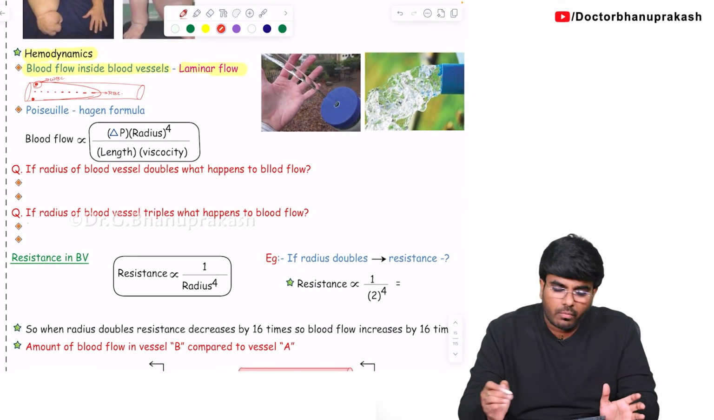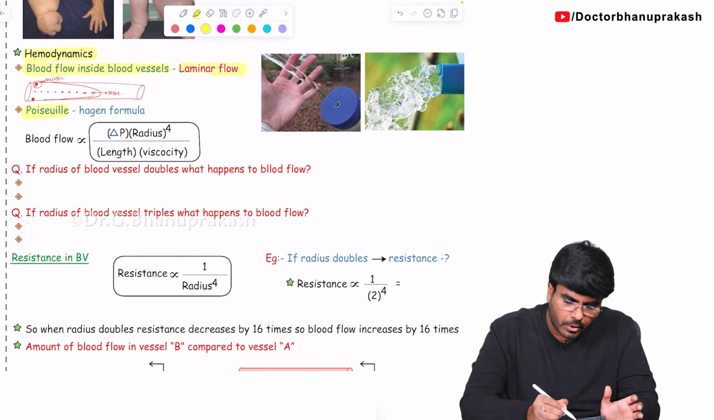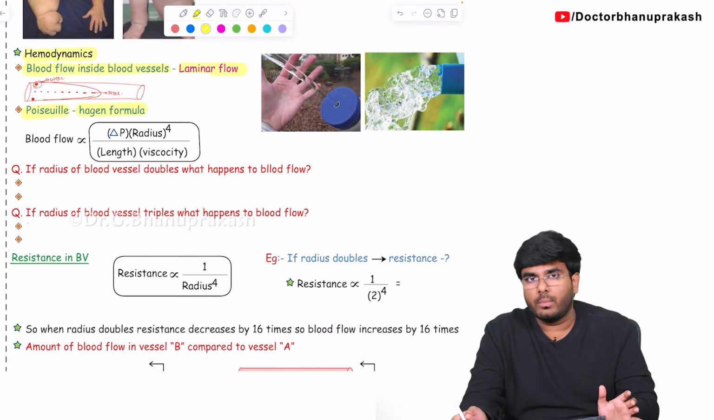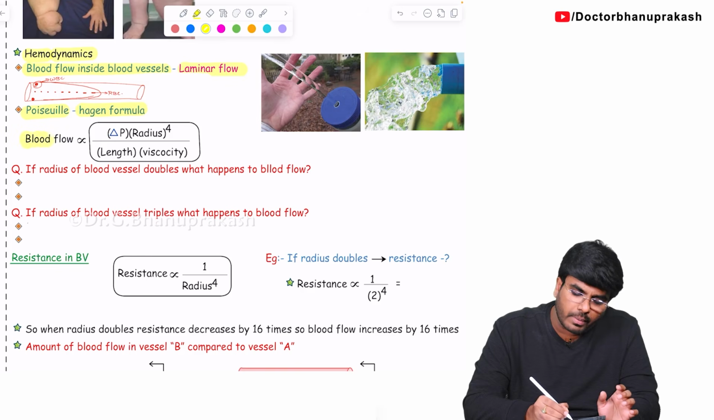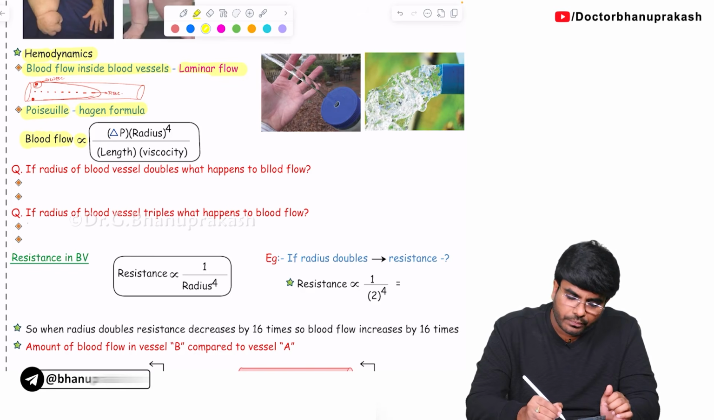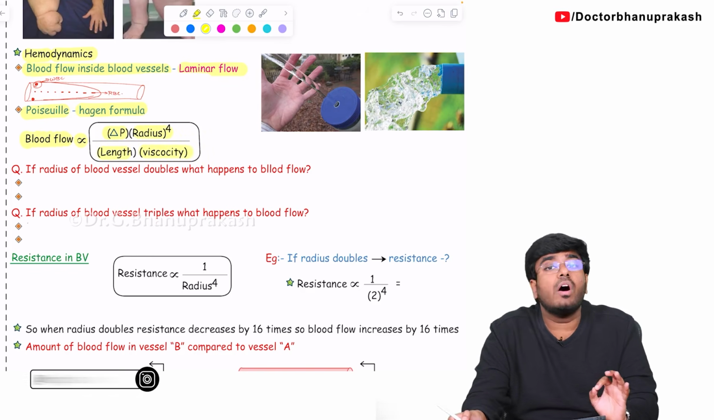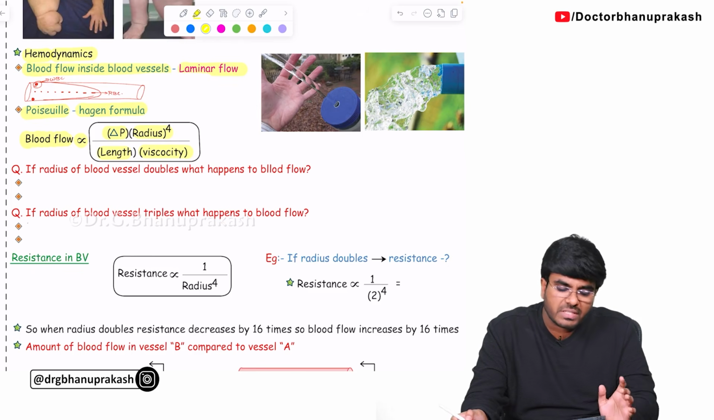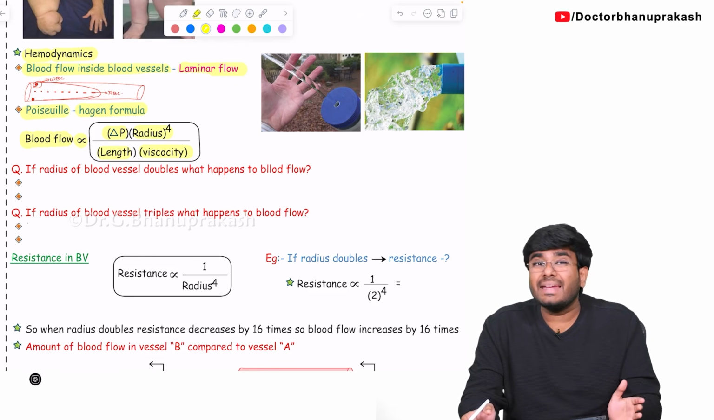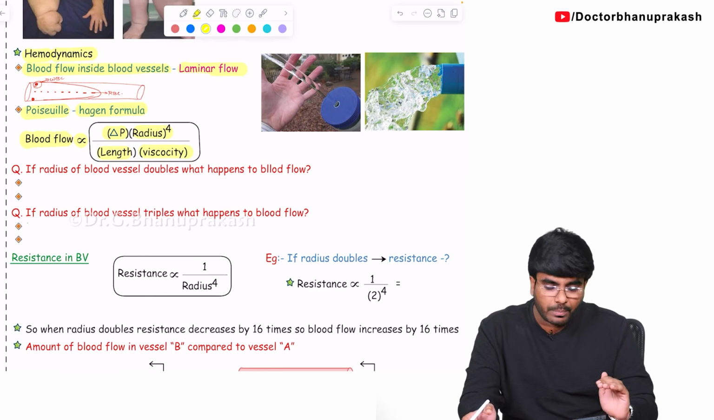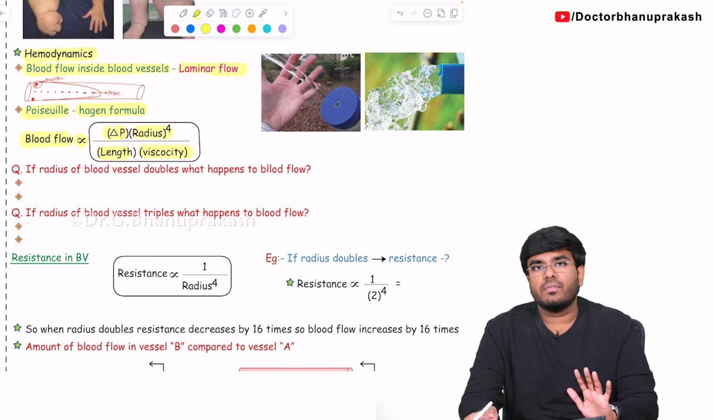Now what exactly is this Poiseuille-Hagen formula talking about? Poiseuille-Hagen's formula is talking about the flow of blood. The blood flow is dependent on 4 parameters. These are the 4 parameters which are going to decide the flow of blood. So, what are they? Blood flow is directly proportional to the pressure difference and radius to the power of 4, but inversely proportional to length and viscosity.